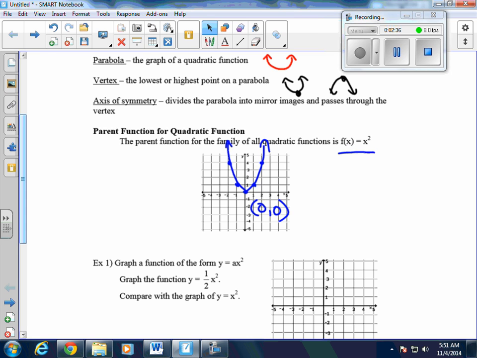Okay. The axis of symmetry, in this case, goes through the vertex, and it's x equals 0, because that is the vertical line that goes through the vertex. So the axis of symmetry and the x-coordinate of the vertex will always be the same.